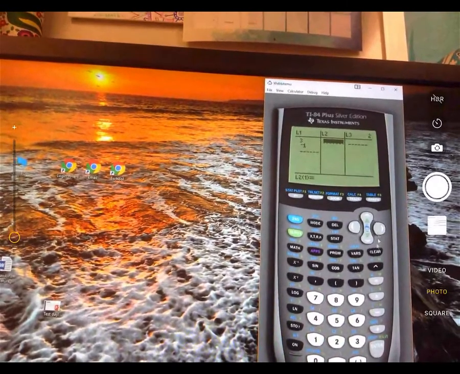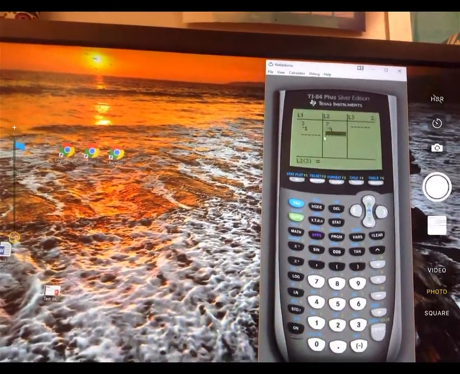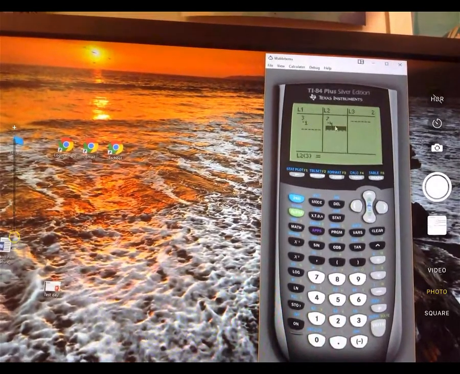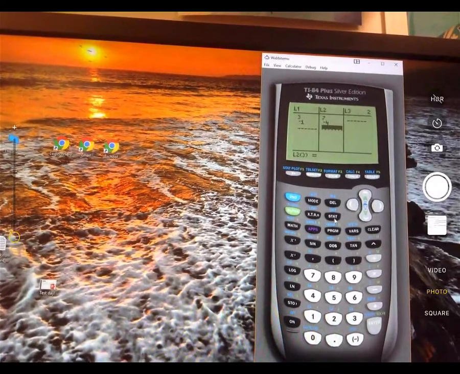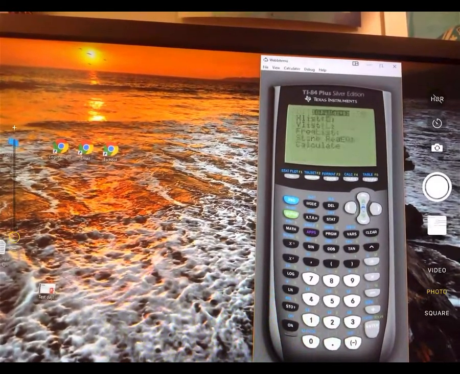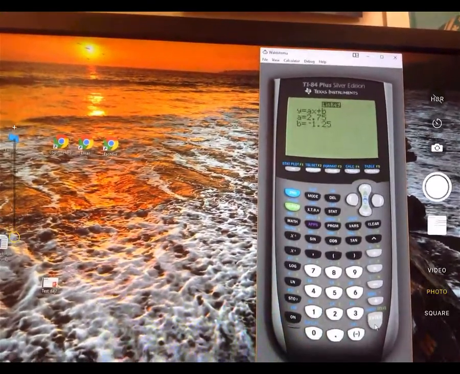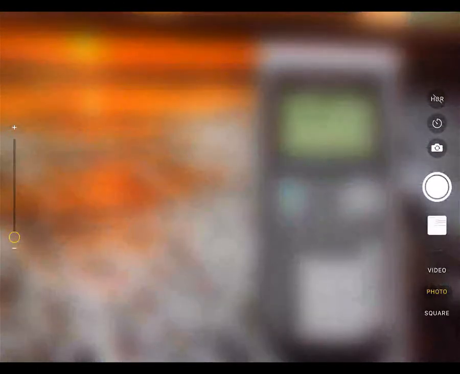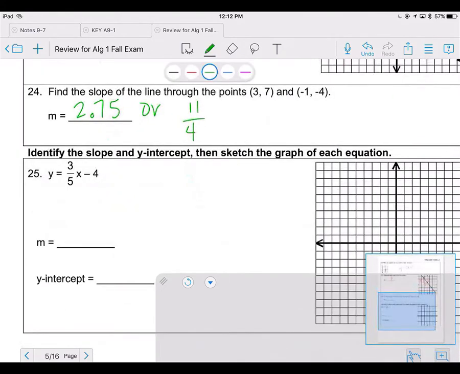And then my y values are 7 and -4. Remember that it is important that your x's and y's line up, so your points should go across or be right next to each other. From here, I click Stat Calc 4, enter, enter, enter, enter, enter, and get 2.75 and -1.25. The question was specifically asking me about slope, so that would be 2.75. Or you can retype it and click Math, enter, enter to get the fraction 11/4.